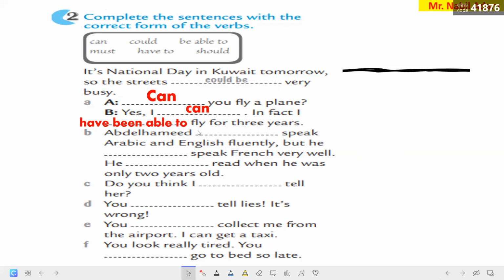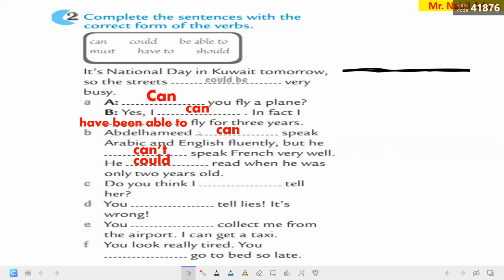Abdul Hamid can speak Arabic and English fluently. Here we are talking about ability in the present. Abdul Hamid can speak Arabic and English fluently, but he can't speak French very well. We are talking about the opposite, the negative, inability: can't. He could read when he was only 2 years old. We are talking about ability in the past.